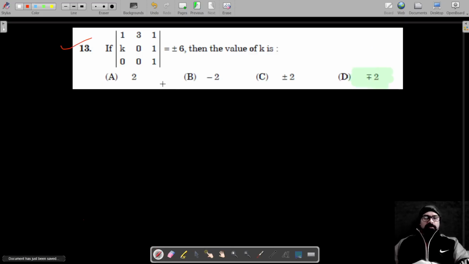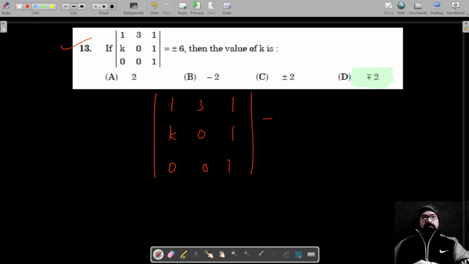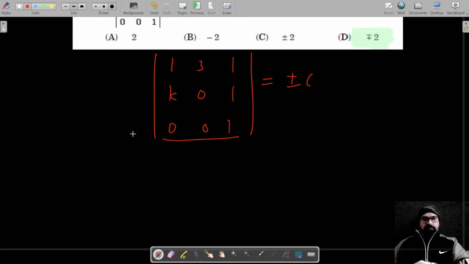Okay, for question number 13, it's given that the determinant of this matrix, 1, 3, 1, k, 0, 1, 0, 0, 1, is equal to plus or minus 6. So let's expand it along row R3, because we have two zeros, so it's easy to expand along R3.